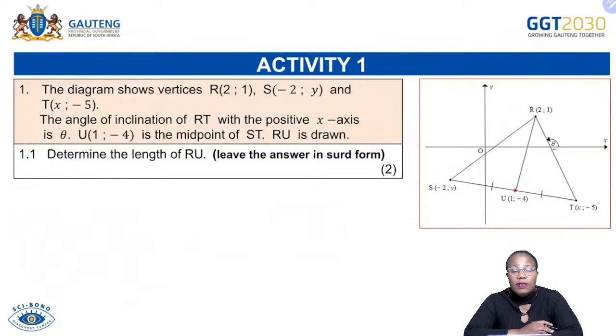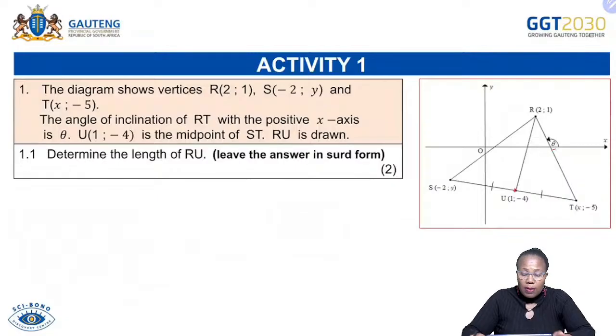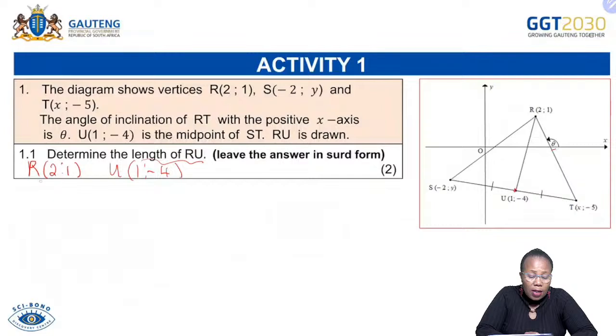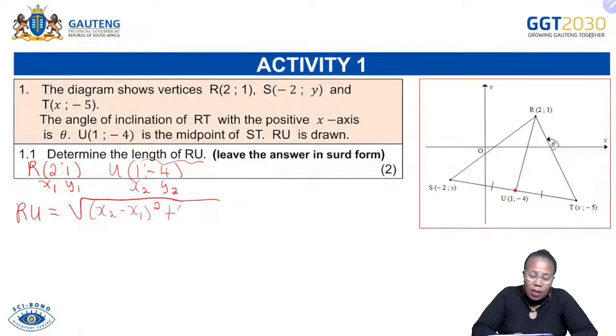Okay, great, Charles. Let's see whether you managed to get those 2 marks. We are looking at the length of RU, so we need to bring R and U closer. The coordinates of R are 2 and 1, and the coordinates of U are 1 and -4. This will assist you a lot, grade 12. This will be your x1, your y1, and then your x2 and your y2. Then you can go to your formula. We are looking for the RU distance. This will be equal to the square root of x2 minus x1, copy your formula correctly, grade 12, and then y2 minus y1 squared.